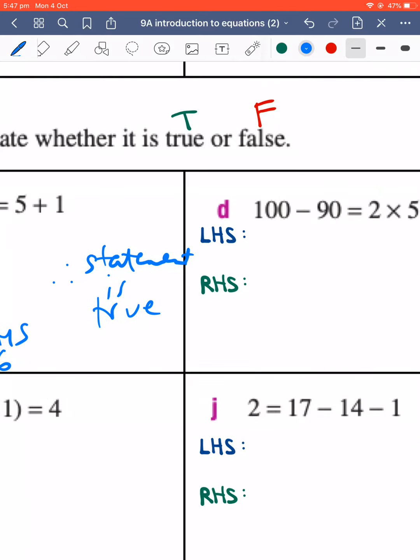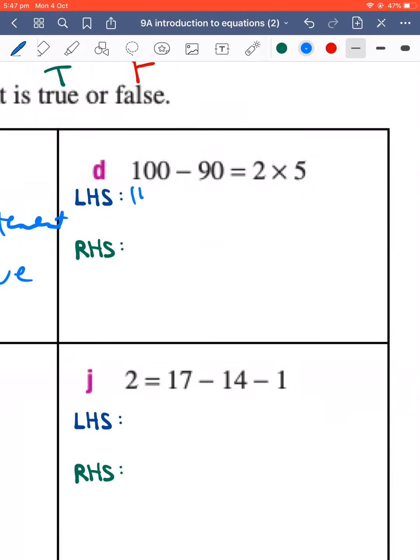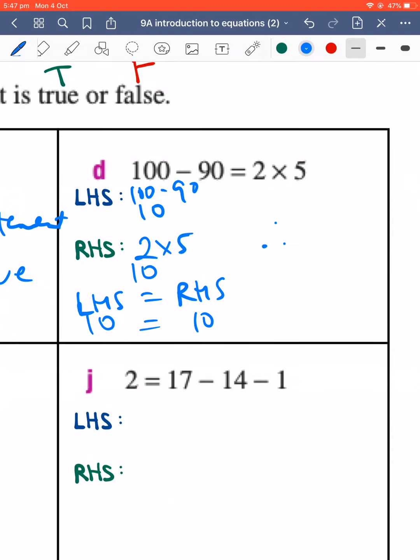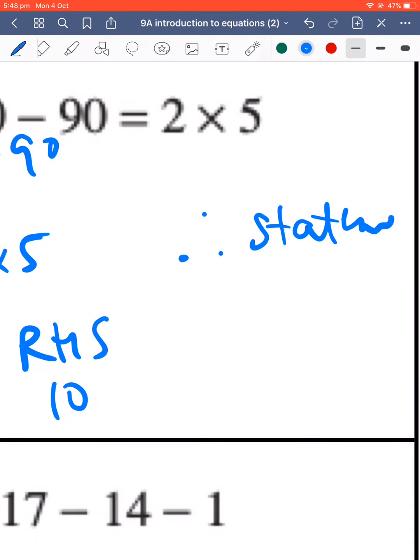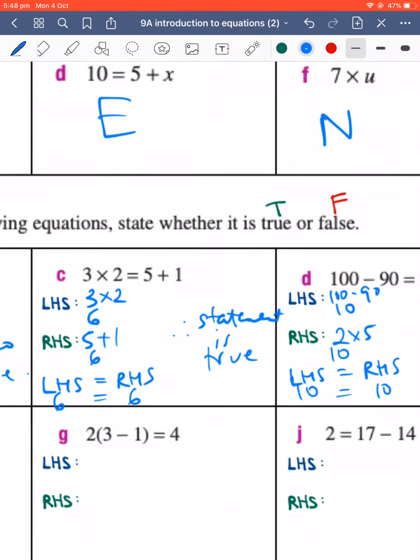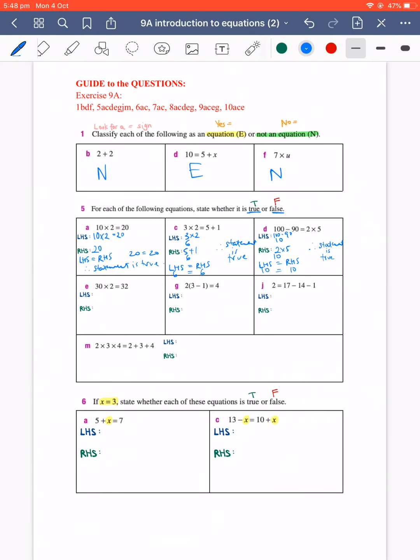Next one, again, same process every single time. 100 minus 90 gives me an answer of 10 for my left-hand side. For my right-hand side, I have 2 times 5, which gives me an answer of 10. Now comparing my left-hand side to my right-hand side, I've got 10 and 10, they are equal. Therefore, because my left-hand side equals my right-hand side, my statement is true. So when you're looking at these for your answers in particular, in the end it may just say the words true or false.